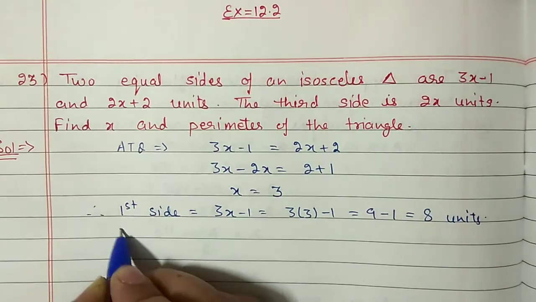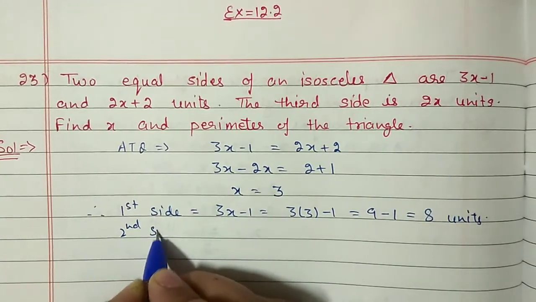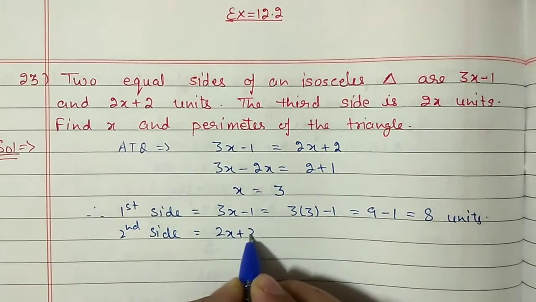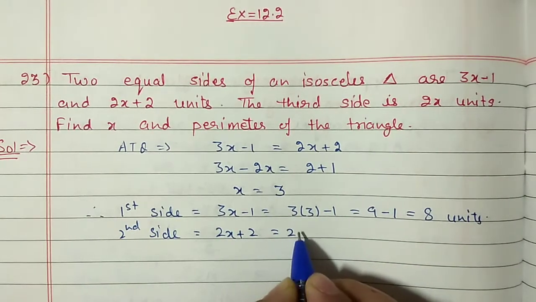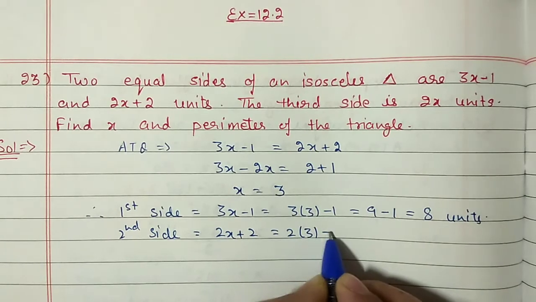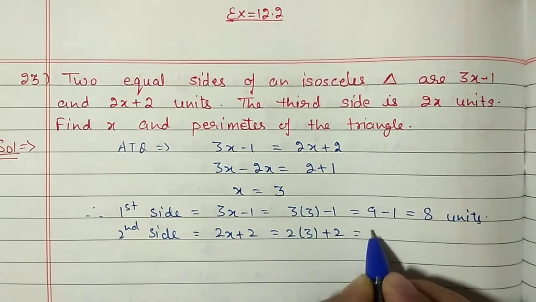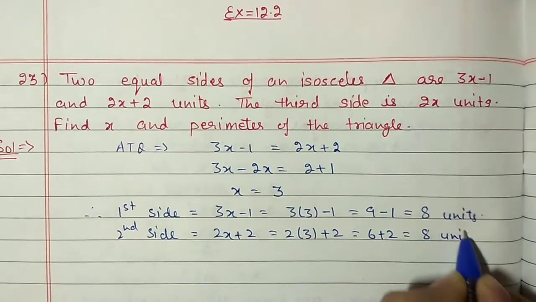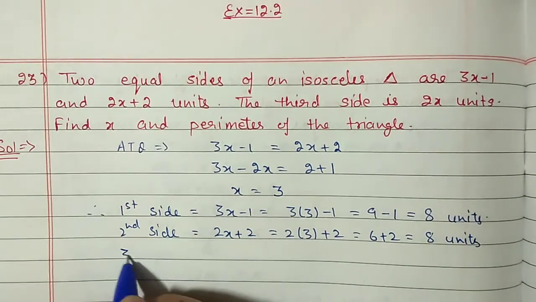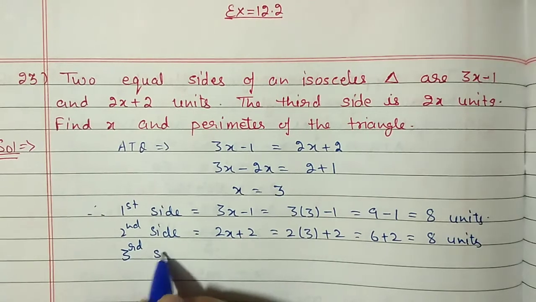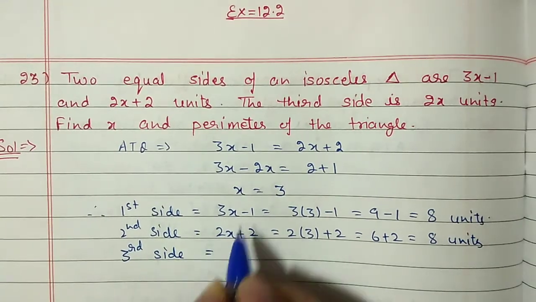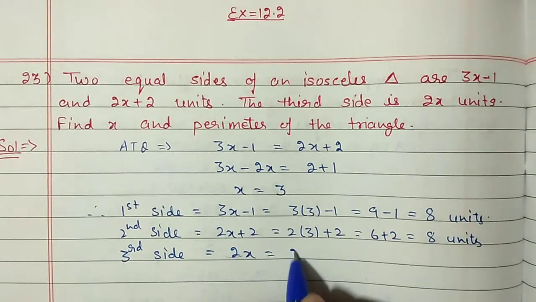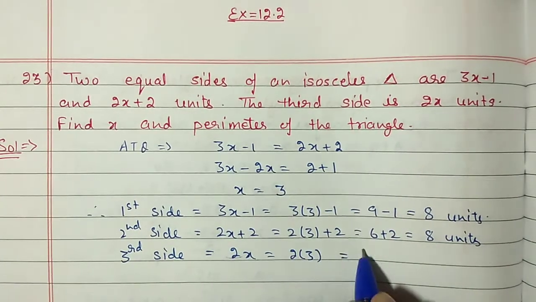Then the second side: it is an isosceles triangle, so the second side will also be the same. You can substitute and calculate also: 2 into 3 plus 2, 2 threes are 6, plus 2, 8 units. And the third side we can also calculate. The third side is 2x, so 2x means 2 into 3, 6 units.